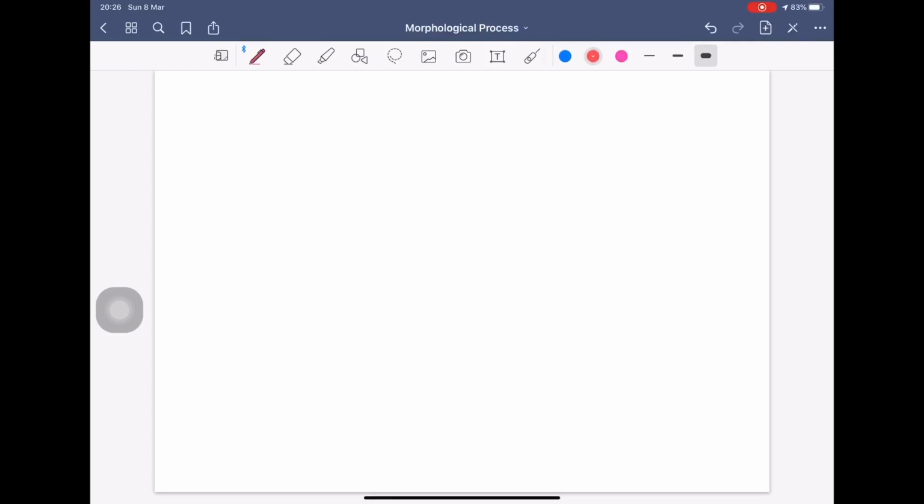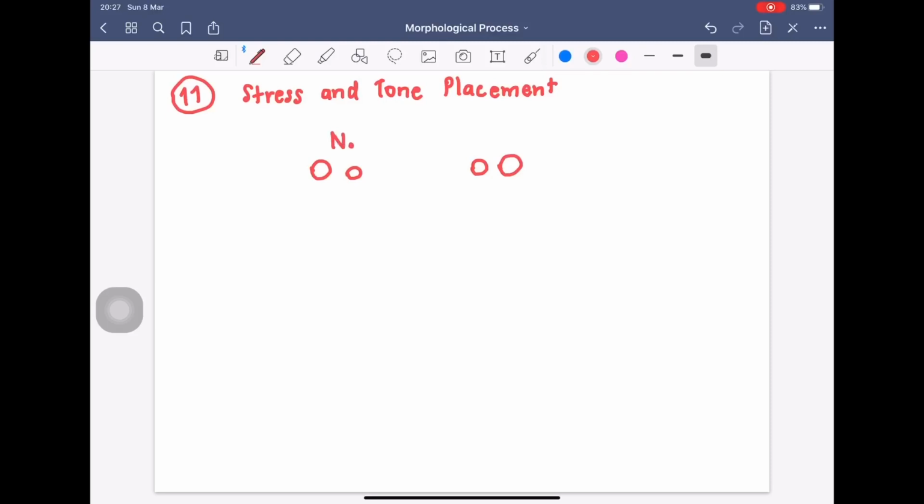Okay, move on to number 11. That is about the stress and tone placement. This one is really simple. It depends on the way that we stress, and we can assign different grammatical categories or parts of speech, just like this. Can you remember this kind of pattern? If we put the hardest stress on the first syllable, that will be for the noun. But if we put the stress on the second syllable, that will be for the verb. That's the point. That's it.